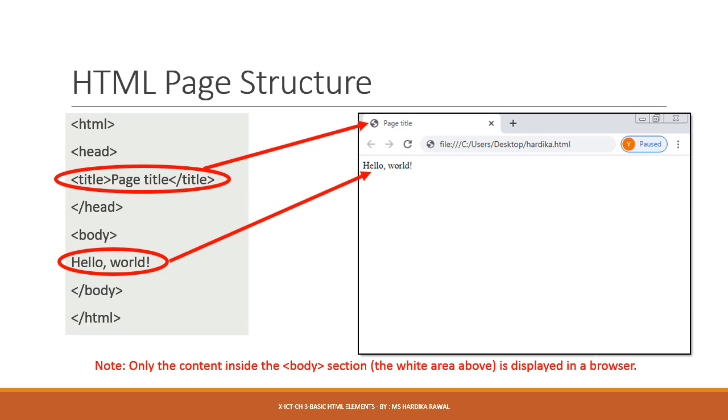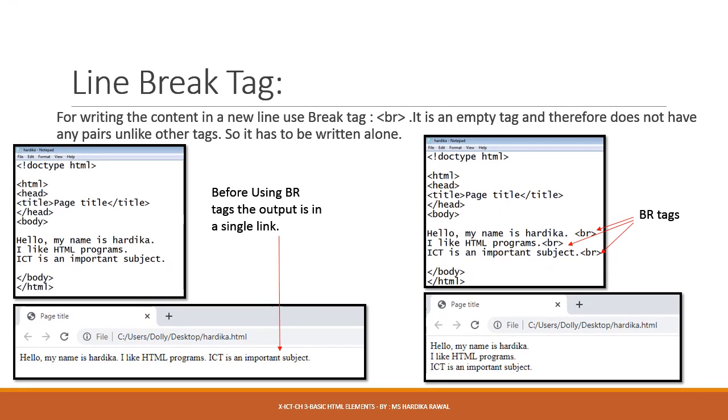Do you remember that I gave the name hardika.html to my file? That name is displayed with the location in the URL. As right now, this document has been saved to my desktop, thus this location. When we start writing the content between the body tags, even if we write it on a new line using the enter key, on the browser it will be displayed in a single line only.